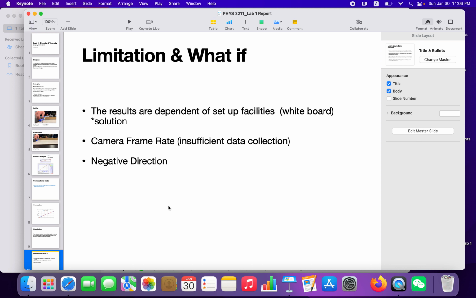In the final what-if question, say if we trace the video in a negative direction, I believe that the result is still the same, because we are discussing the change of momentum, which involves the velocity, a magnitude that won't necessarily be influenced by the positivity or negativity of the direction.